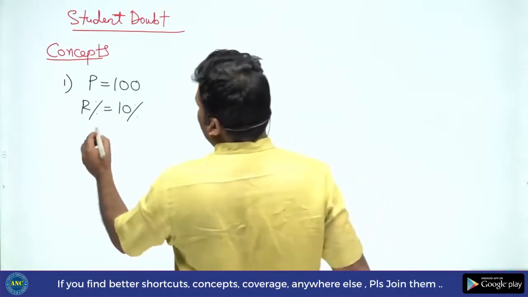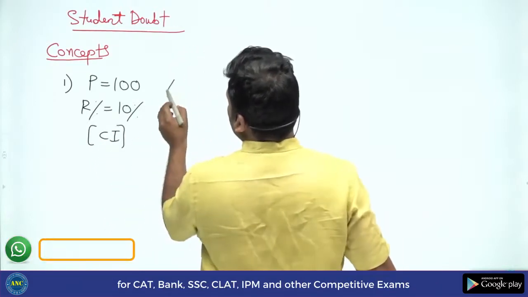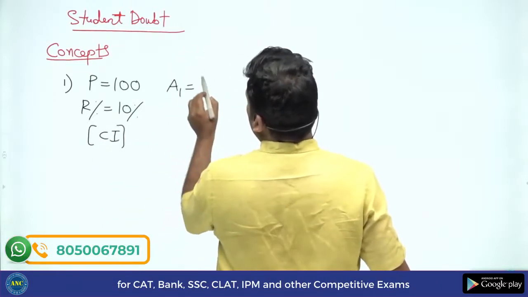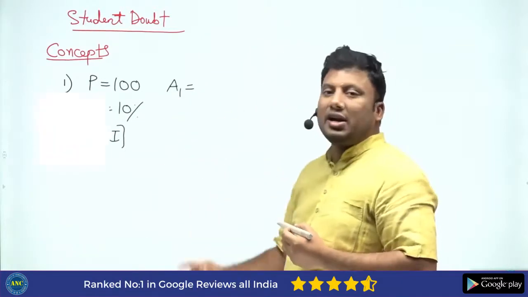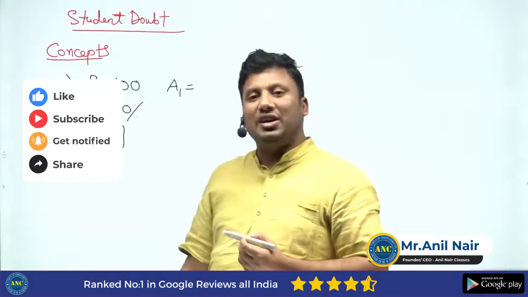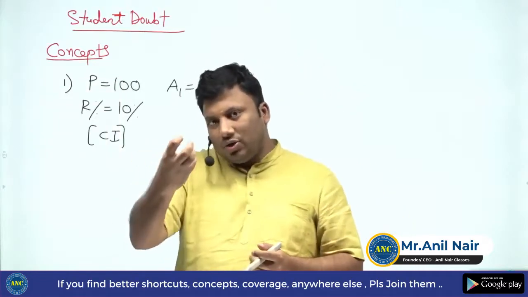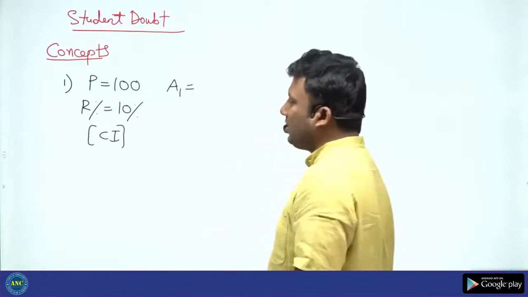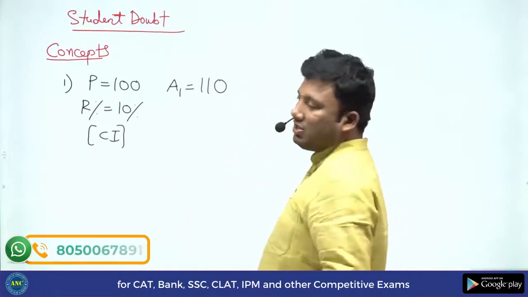Now, what will happen? It is compound interest. Amount after first year will be principal plus compound interest. 100, 10% of 100 is 10. So when I am meeting him after 1 year, in addition to the sum I took, I will give 10 rupees extra. 100 plus 10 is 110.